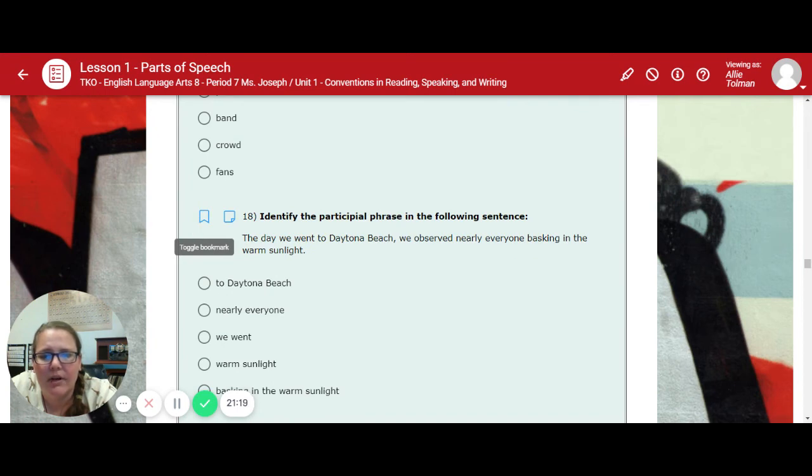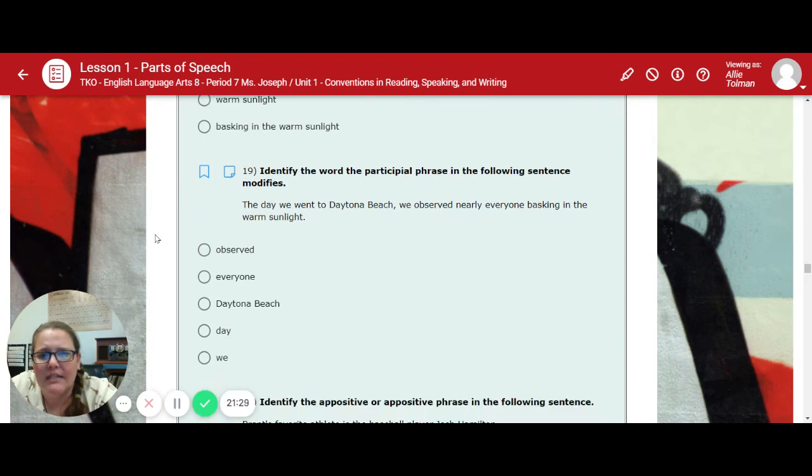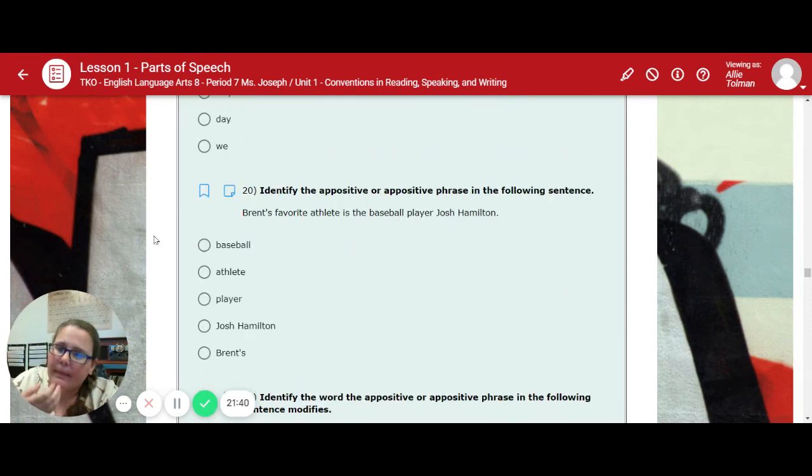Identify the participle phrase in the following sentence. The day we went to Daytona Beach, we observed nearly everyone basking in the warm sunlight. Number 19. Identify the word the participle phrase in the following sentence modifies. The day we went to Daytona Beach, we observed nearly everyone basking in the warm sunlight. Number 20. Identify the appositive or appositive phrase in the following sentence. Brent's favorite athlete is the baseball player Josh Hamilton.